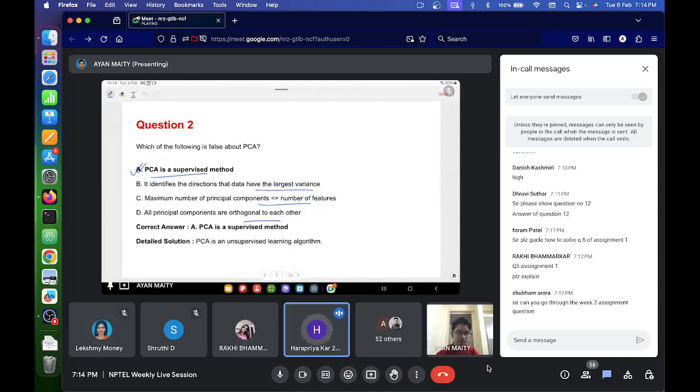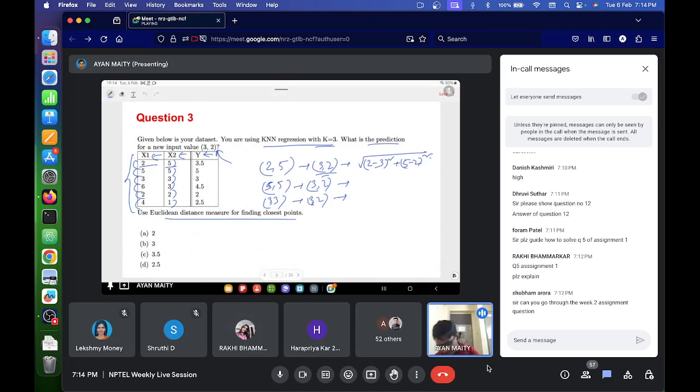Sir, that question number 3, can you please repeat again? Yeah, in question number 3, you have to apply KNN with k equals 3 for a new data point (3, 2), and this is the data set that is given to you. X1, X2 are the two input features, and Y is the output variable. So there are 6 data points here. For this new point (3, 2), you have to find out the 3 closest points and then take the average of the y values of these 3 closest points.